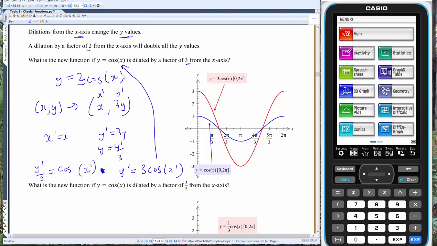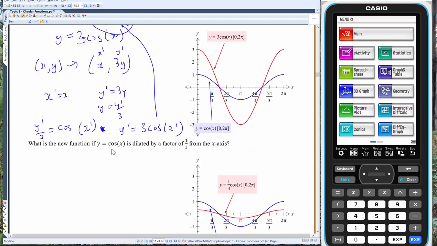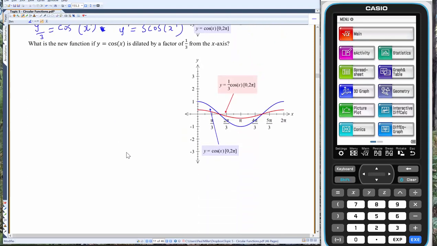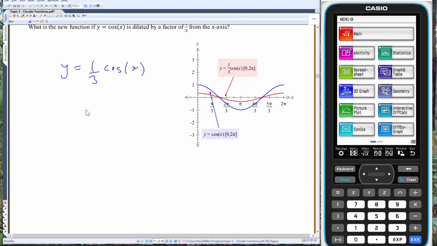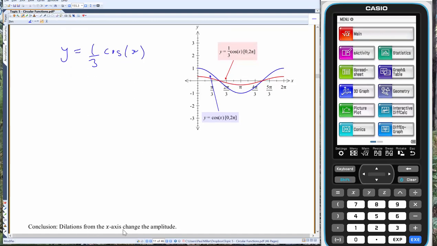So here's my image of the original function using the mapping, okay? But again, I hope you can do that by sight. What is the new function if y equals cosine x is dilated by a factor of a third? Well, again, you could use mapping, but hopefully you know that this is going to be the case. So dilations from the x-axis change the amplitude, okay?